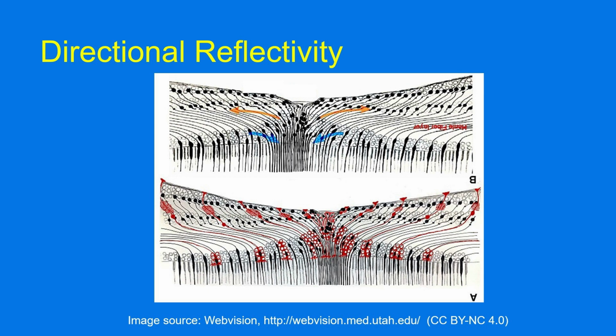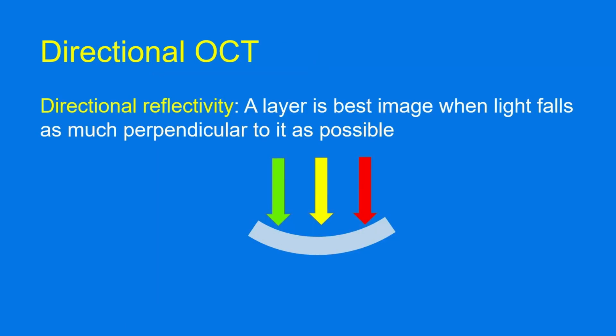So this is a Z-shaped pattern of cells where the foveal arm is vertical, the peri and parafoveal areas are slanted, flat, and then again in the periphery it becomes vertical. So the directional OCT utilizes this property of retinal anatomy, which is called directional reflectivity. Directional reflectivity means that a layer is best imaged when the light falling on it is as perpendicular to it as possible. So consider these three rays of light.